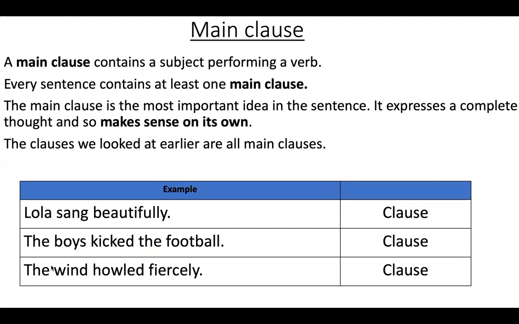So for example, Lola sang beautifully is an example of a main clause because it makes sense on its own. If you read it by itself, it makes sense. Similarly, the boys kicked the football and the wind howled fiercely are both examples of a main clause because they make sense on their own.